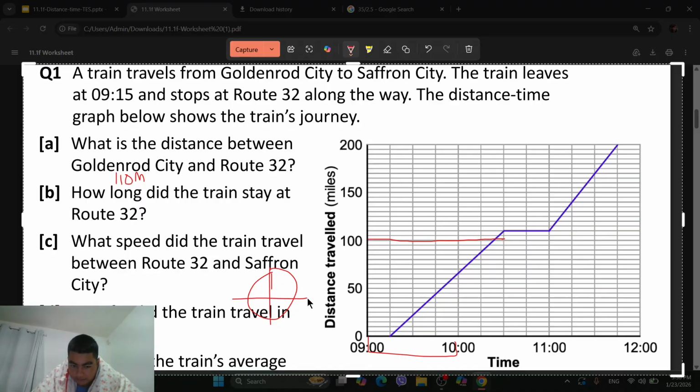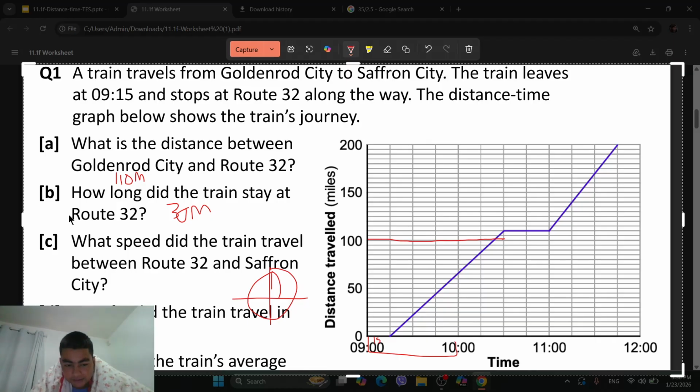I'm gonna make a cut right over here, like we cut a cake, and so we can see that each of these would be 15 minutes, right? So this would be 15 minutes. So now it's very easy to calculate the amount of time spent at this Route 32 station. That would be 15 minutes plus another 15 minutes. That would make it 30 minutes of staying at this Route 32 station.